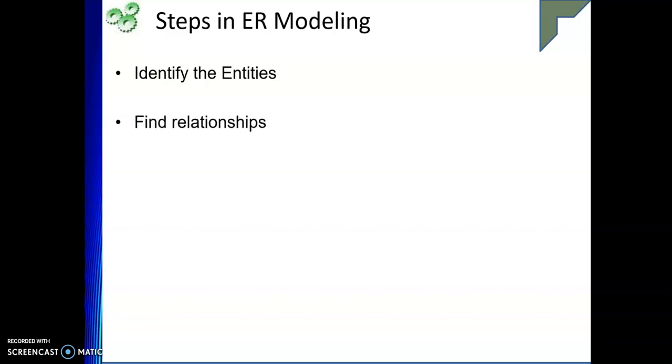Then find the relationships. Once you identify the entities, you have to go for the relationships. Say, for example, I'm talking about a general scenario of an education organization. You identify students and teachers, then you understand the relationship, like the teacher teaches the students. So now we have this relationship between the teacher and the student. So try to find out the relationships.